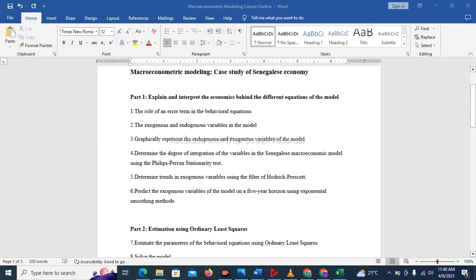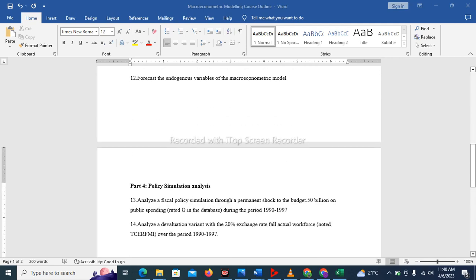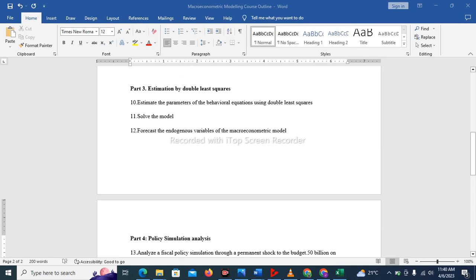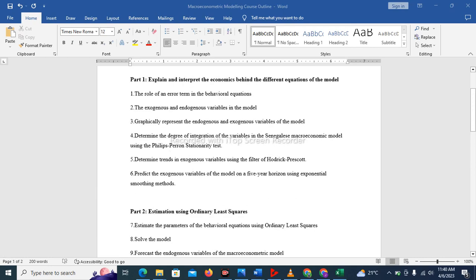After we deal with all these parts, you will be very ready to construct your own macroeconometric model and do whatever you want. Is it a research paper? Is it professional work? You'll be equipped with all the skills required to do so.